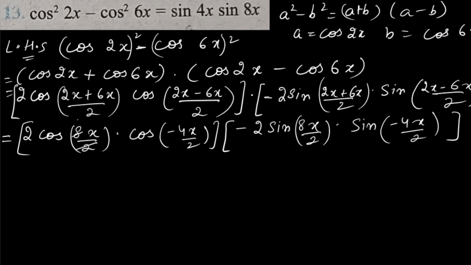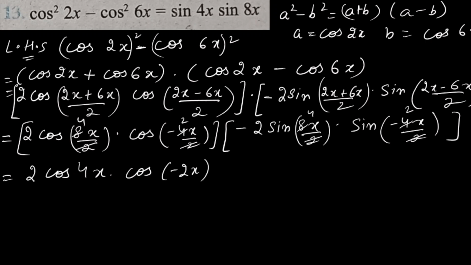So 2 into 1, 2 into 4, 2 into 1, 2 into 2. The same way, 2 into 1, 2 into 4, 2 into 1, 2 into 2. So cancellation is all I have done. So 2 cos, here what I'll get is 4x into cos minus 2x, then minus 2 sine 4x into sine minus 2x.